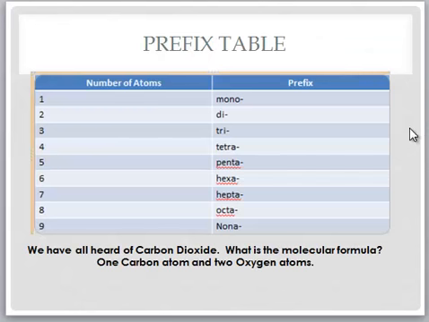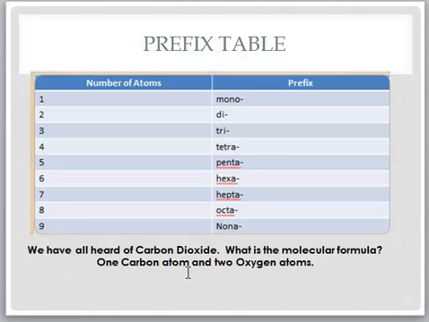Here's our prefix table. 1 mono, 2 di, 3 tri, 4 tetra, 5 penta, 6 hexa, 7 hepta, 8 octa, and 9 nona. I hope I said that right. We have all heard of carbon dioxide. It's kind of like that water molecule. We've all heard of it. We've all seen it somewhere. It's something that we know. So let's build on what we know.